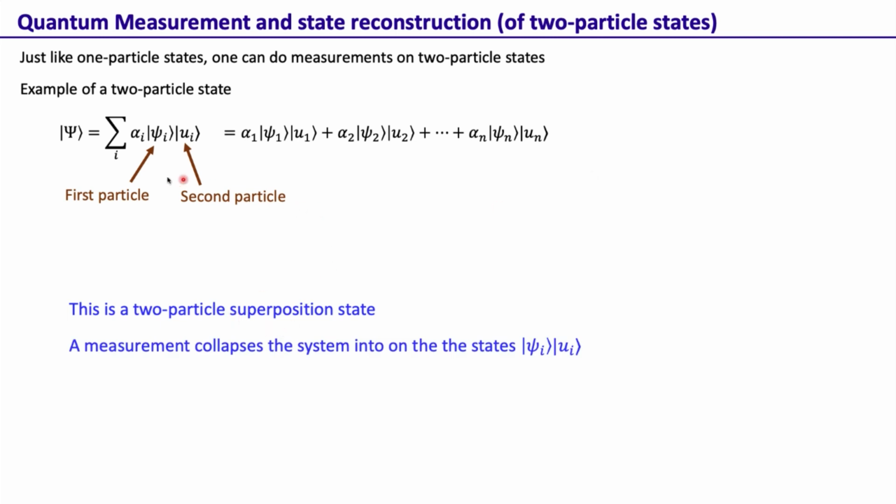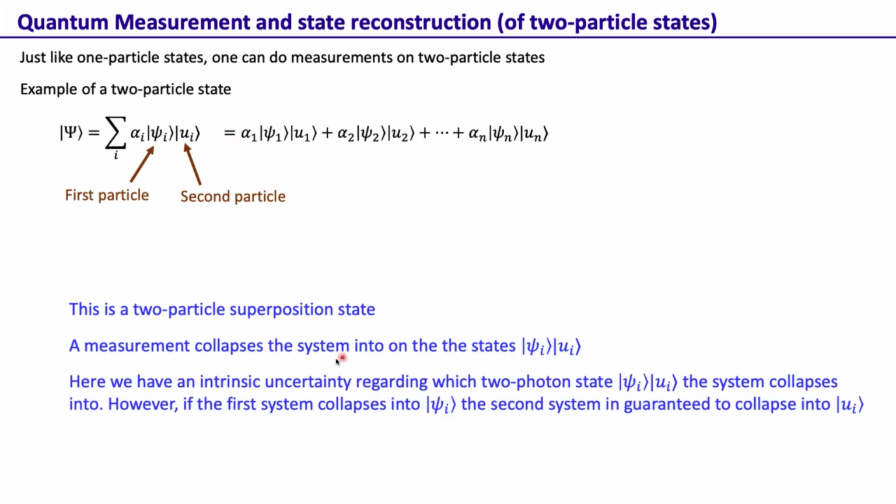Now, if we do a measurement on this two particle system, just like in one particle case, a measurement here collapses the system into one of the states in the superposition, so into one of the psi i u i. So just like one particle state, there is a complete intrinsic uncertainty regarding which two particle state this system will collapse into after the measurement. If you make a measurement here, we may find the system is here, or it's here, or it's here. It is complete uncertainty, and this is same as we have for the one particle case.